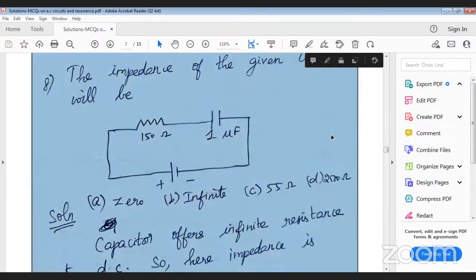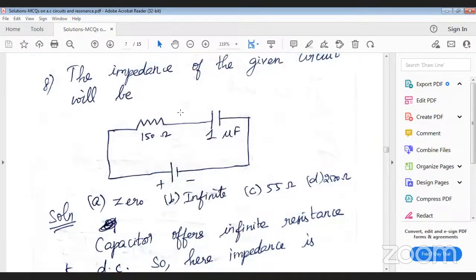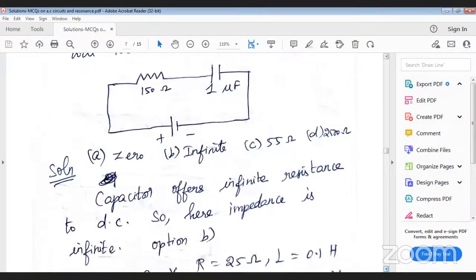Infinite. It is the impedance. It doesn't matter what the resistance offered by this 150 ohm resistor is. The capacitor itself offers infinite resistance to DC.